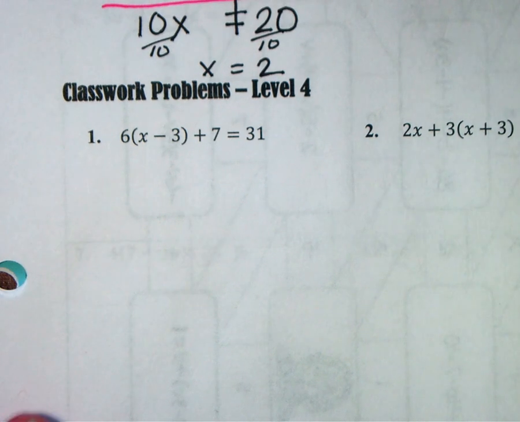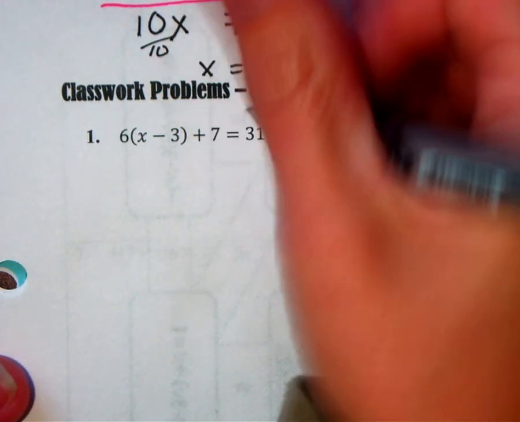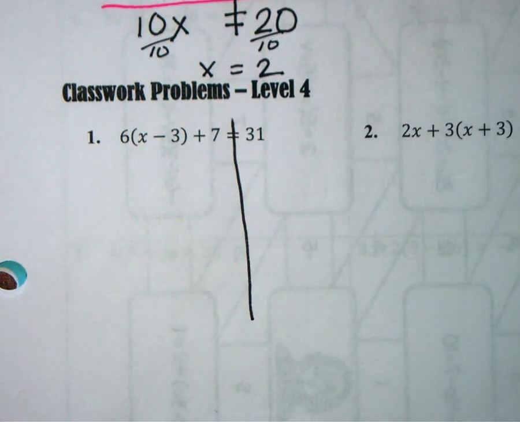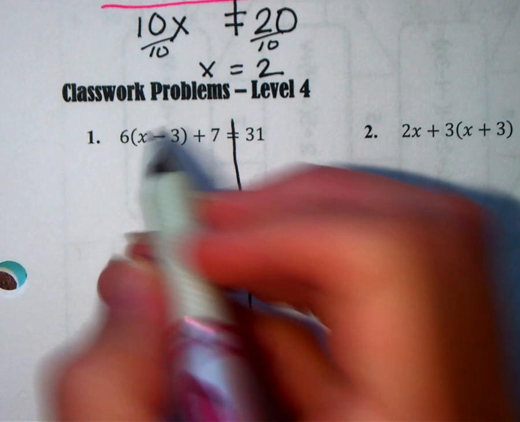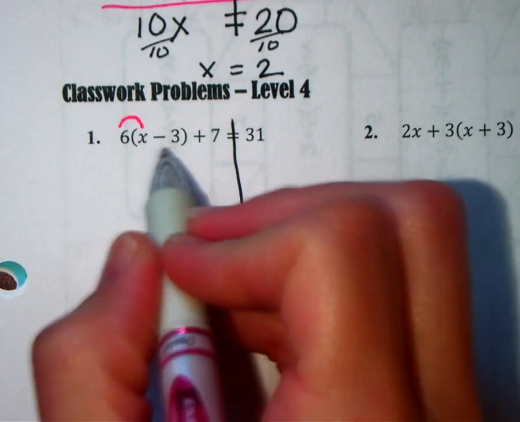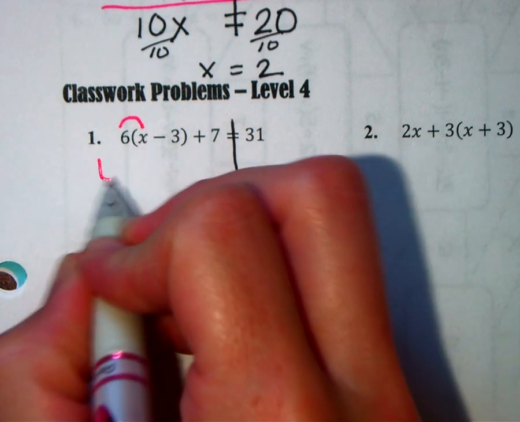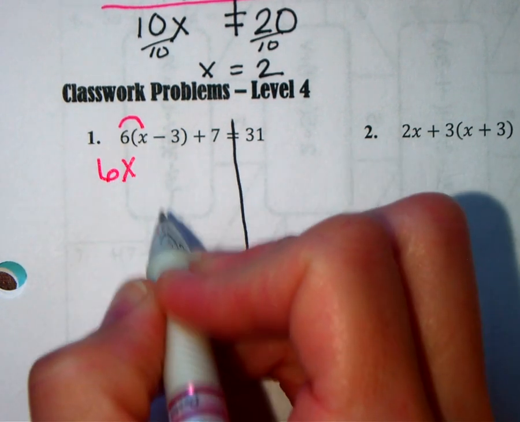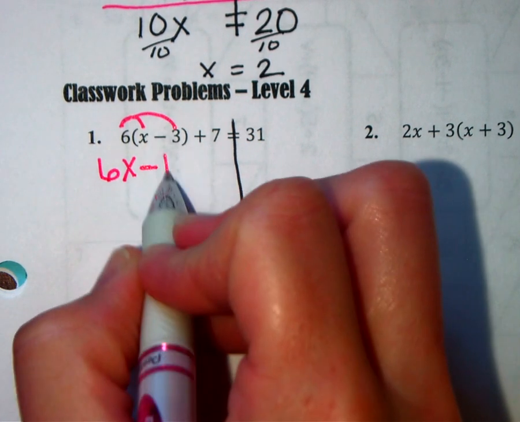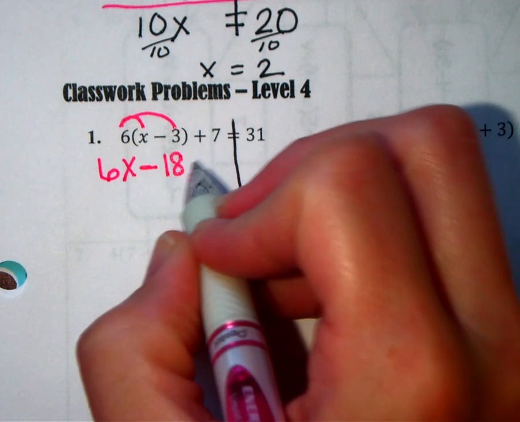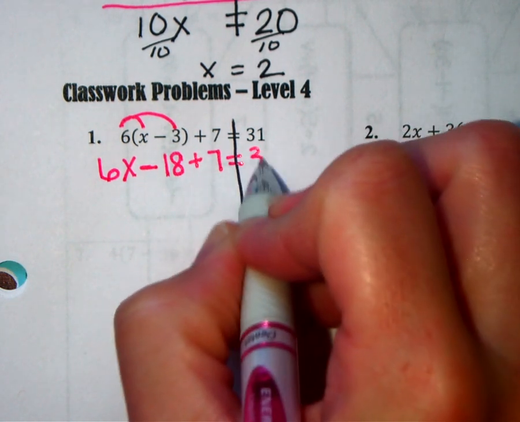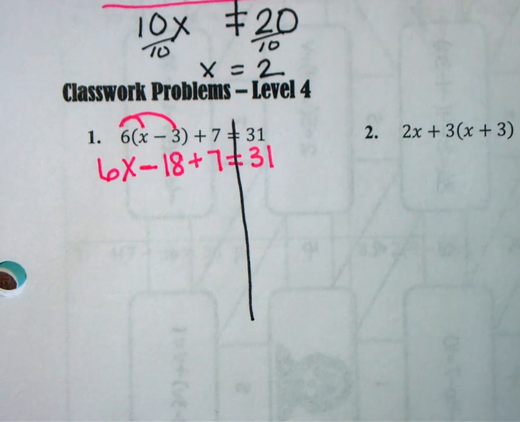Okay. You can start with your line right here at the middle if you want. It's not a requirement though. So we've got 6 times x. That's the first thing I'm going to do. I've got to get rid of these parentheses. So 6 times x is 6x. Minus 6 times 3 is 18. It's very common for students to forget to multiply the second number, to make sure both of them get multiplied by the 6.